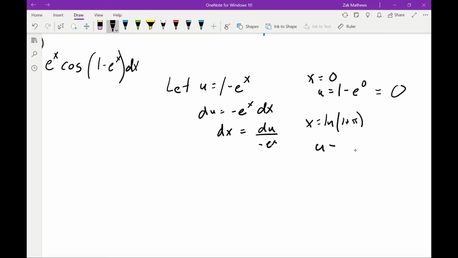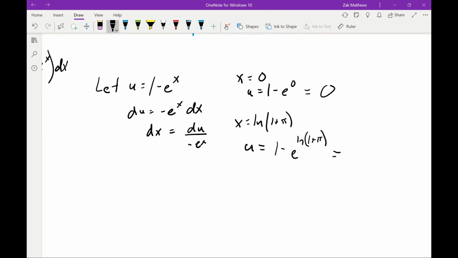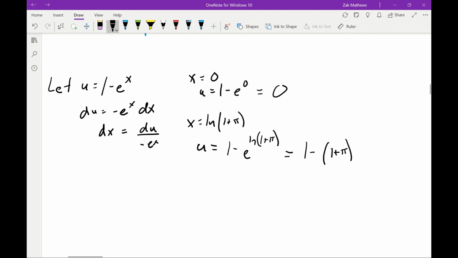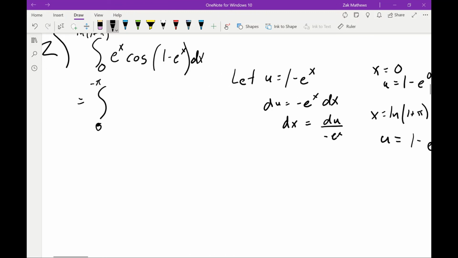The natural log, I'm guessing that one's probably going to change. Let's see what it is. 1 minus e to the natural log of 1 plus pi. And so remember, if we have an exponential to its own logarithm, they essentially cancel, and we're left with what was inside that logarithm. So 1 plus pi. And 1 minus 1 is 0, and then we're left with a negative pi there. So this integral has to be equal to, the 0 was at 0, and then the natural log was the pi. So 0 to negative pi, those were what we just calculated.